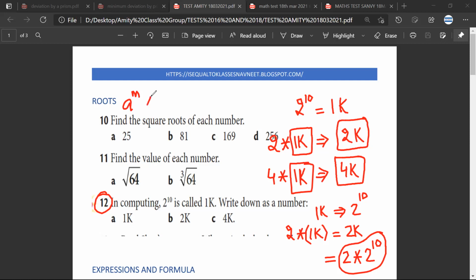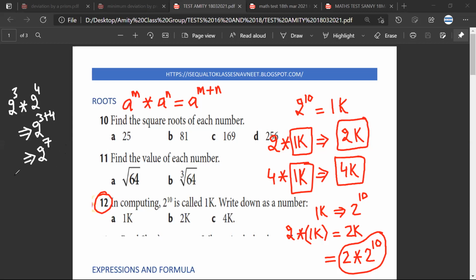Can you note down a rule? A raised to power m into a raised to power n is equal to a raised to power m plus n. Can you please note this down? I'll give you an example also. So for example, 2 raised to power 3 into 2 raised to power 4 would be equal to 2 raised to power 3 plus 4, which is equal to 2 raised to the power 7.